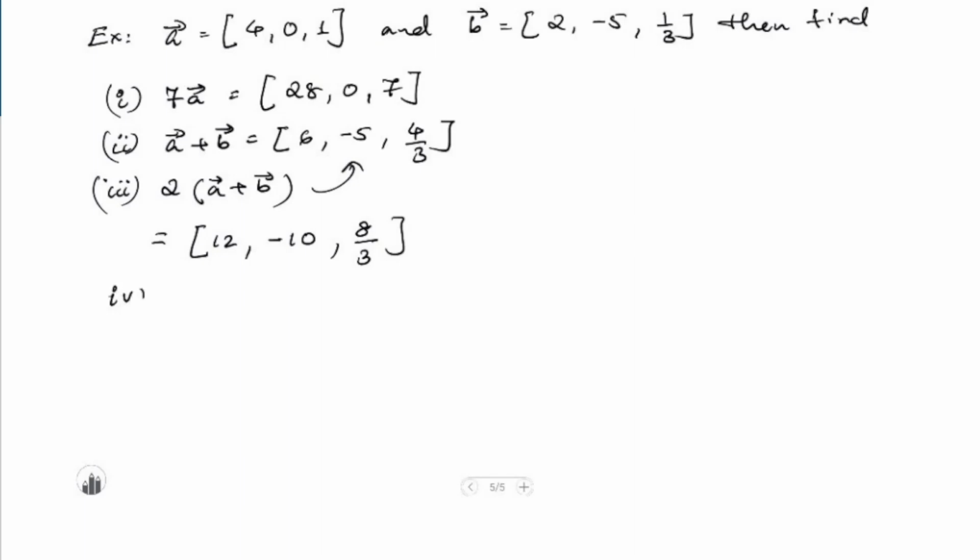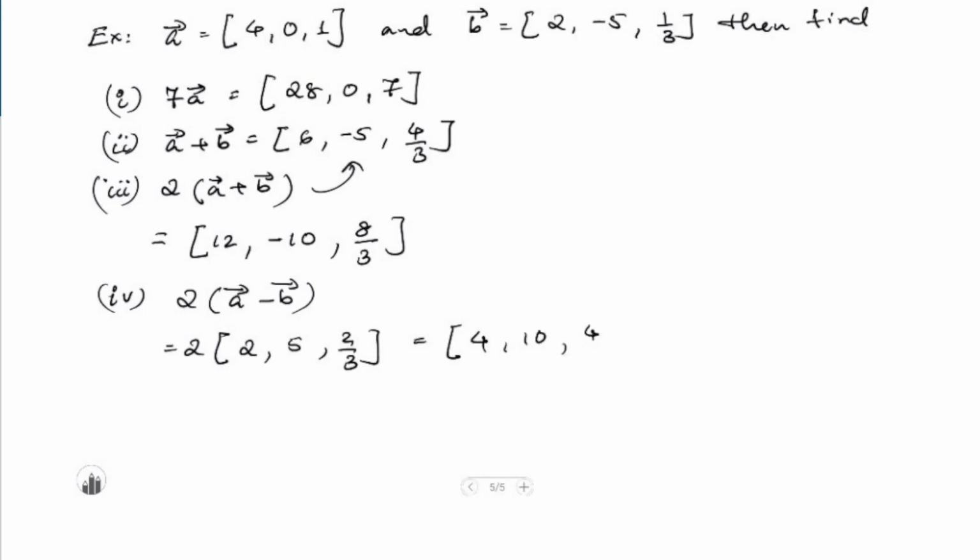And now if we do a fourth question, which would be 2 times vector A minus vector B. So we have to do A minus B first. 4 minus 2 would be 2. Then we have 0 minus -5, that will be 0 plus 5, so we have 5. And then we have 1 minus 1/3, which is 2/3. Now multiplying that with the constant 2, we get the vector 4, 2 5s are 10, and 2 into 2/3 is 4/3.